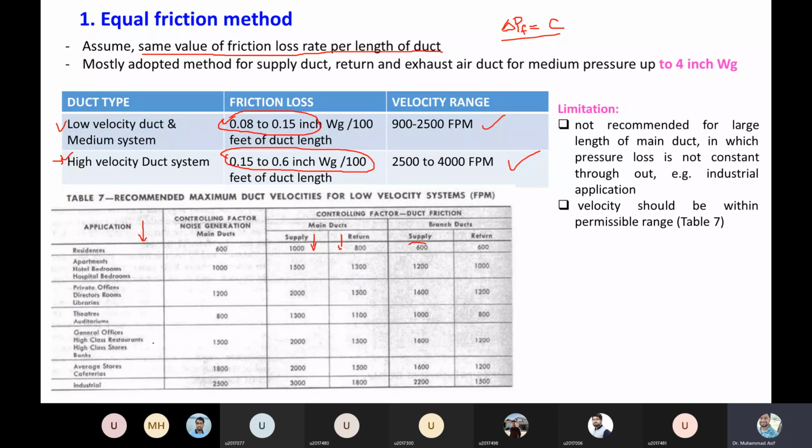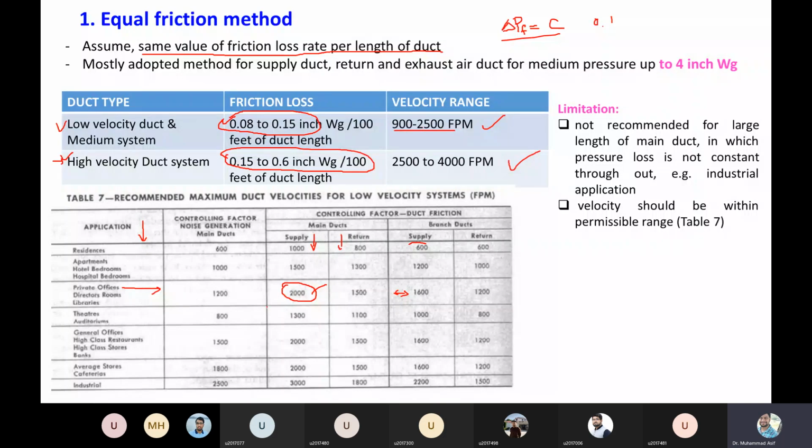Similarly, let's say I'm sitting in an office, a private office. In a private office, the velocity of the main duct should not be more than 2000, and if it is a return duct, it should not be more than 1500, and similarly for the branch ducts. So based on that velocity, let's say 2000, this is under the first range. That means we can have the value of delta pf anywhere in between. Maybe we can have 0.1, because the velocity lies between 900 and 2500 FPM.